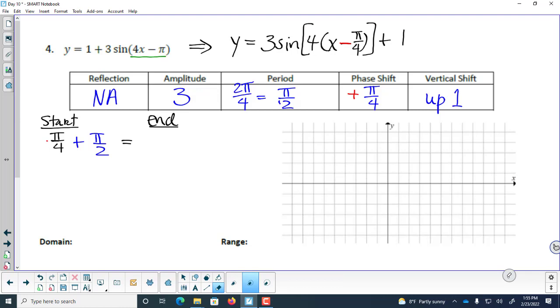Well, what's 1/4 plus 1/2? Can you do it better like that? Yeah, but I just did the same thing. This would be 2 pi over 4, okay? So we're going to end at 3 pi over 4, yes.